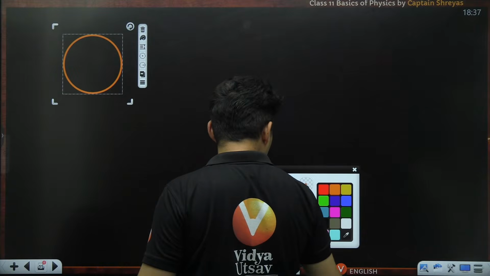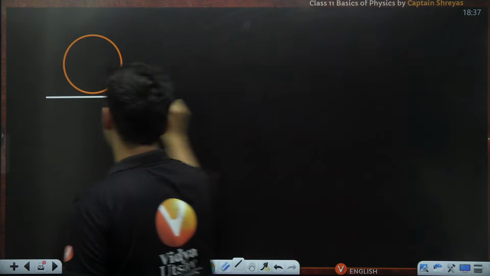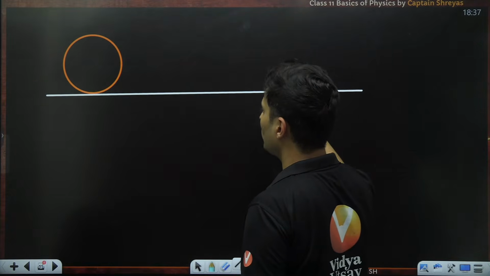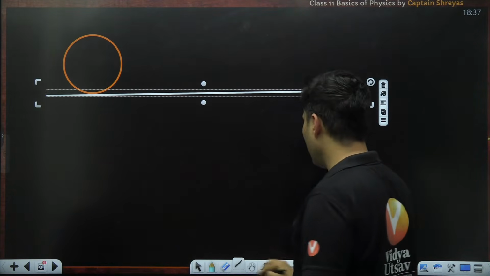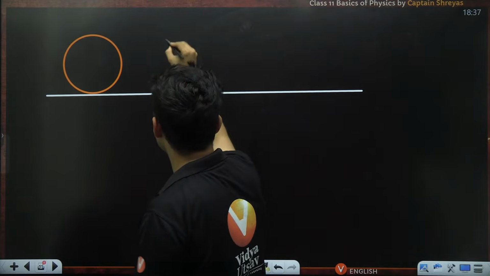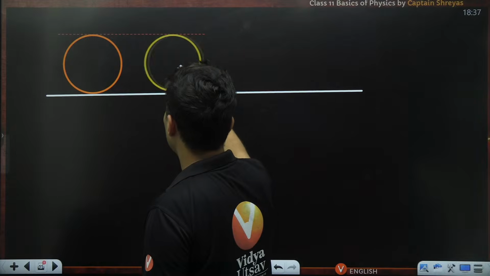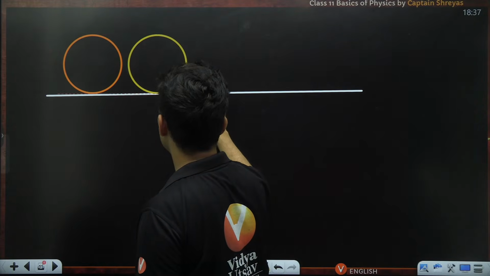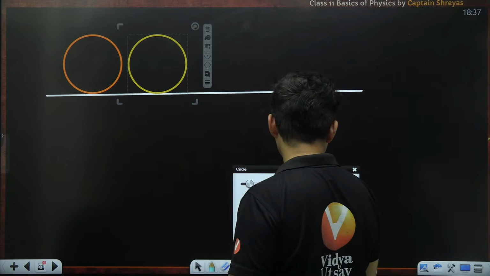So there is a wheel. Very few people will be able to do this, guys. Let's see how many of you will be able to do this question. So there is a wheel, okay? And that wheel is going to rotate, first half a revolution and then a complete revolution.